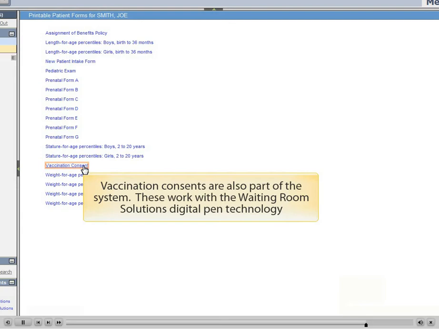Vaccination consents are also part of the system. These work with Waiting Room Solutions digital pen technology.